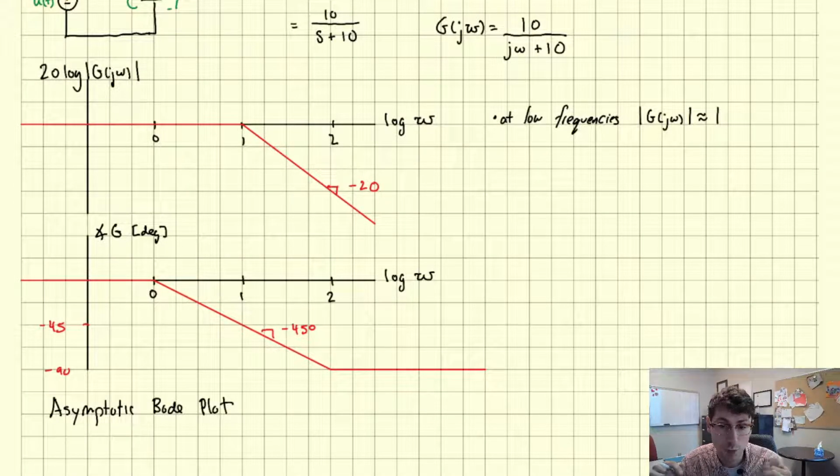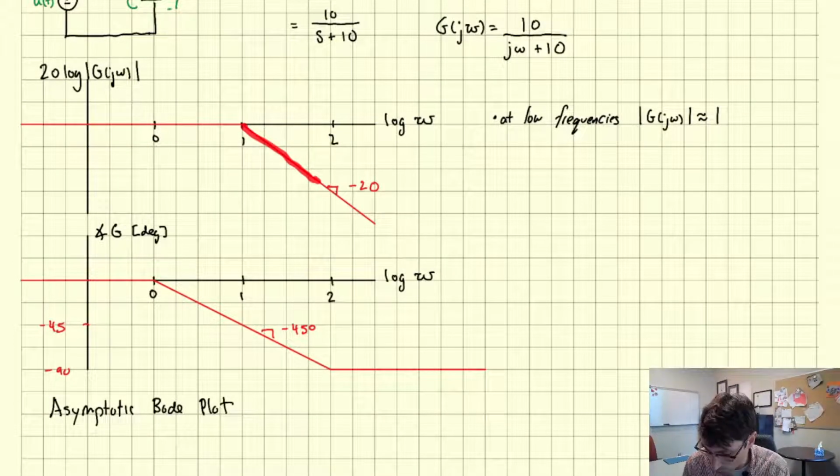Okay? And so what we say for this system is that it allows signals to pass through, so inputs to appear at the output up to about 10 radians per second, and then after that, it starts to cut them off.